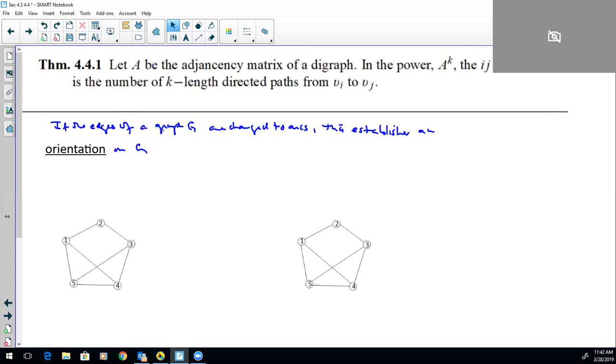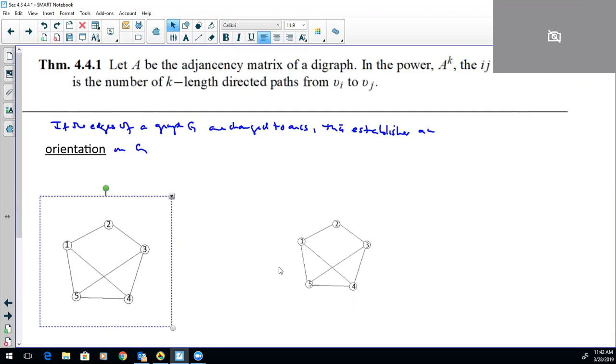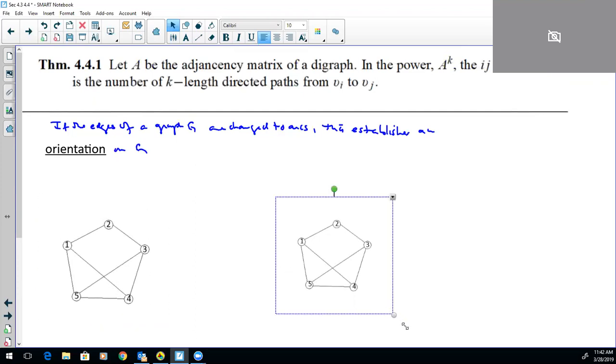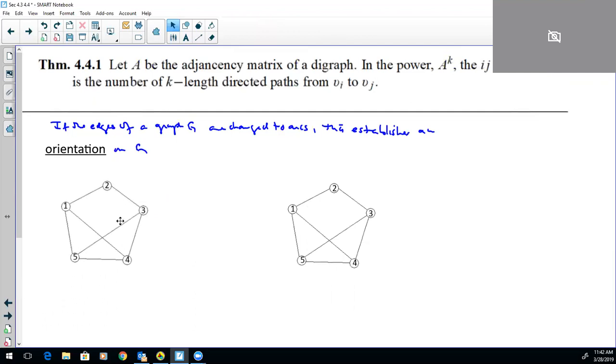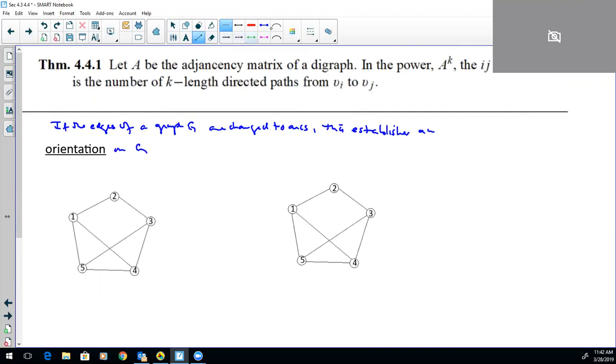Okay, so I have one here. Let me enlarge these a little bit. Here's a graph G. Okay, and I'm going to establish an orientation on G. Let's see, let's do this.